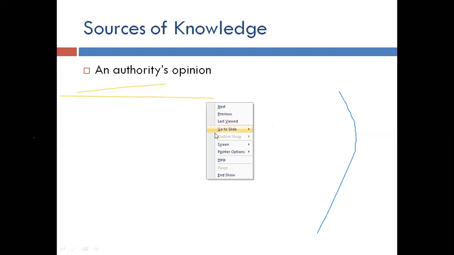Now, another very important source of knowledge is an authority's opinion. Somebody is making scratches on my slide. How can a person do that? I don't know. I'm not sure whether I can erase these scratches. Okay, if you like, you can go on creating this nuisance, but that's not a very good thing to do, I think. I don't have an eraser here.